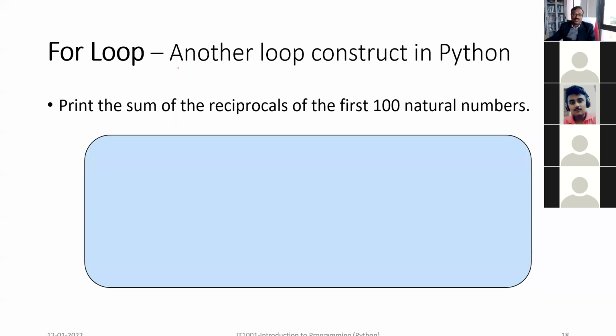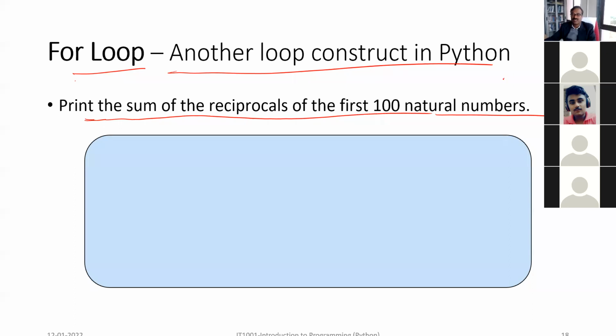Now for loop, this is another loop construct which is included in Python, right? Let's say you want to solve this problem: print the sum of the reciprocals of the first 100 natural numbers. So you want to print, let's say, the reciprocal of 1, which is 1 over 1, plus 1 over 2 plus 1 over 3 plus 1 over 4 plus dot dot dot plus 1 over 100. So let's say you want to print the sum of this, right?